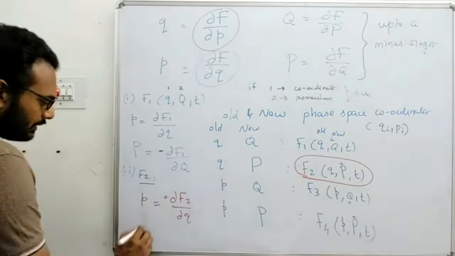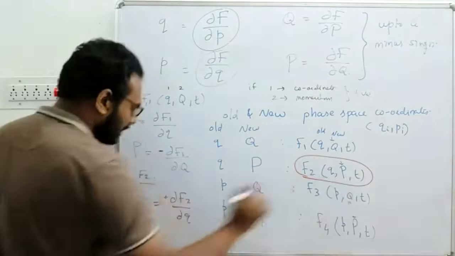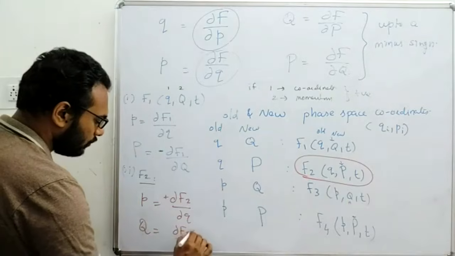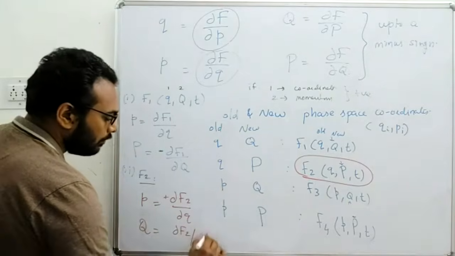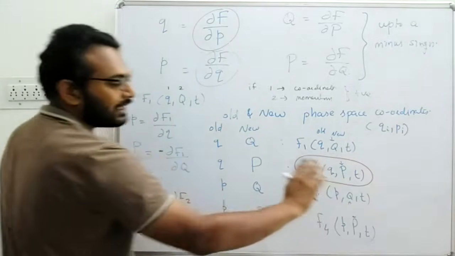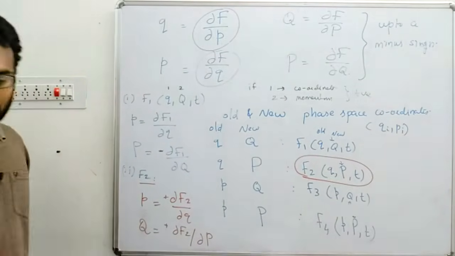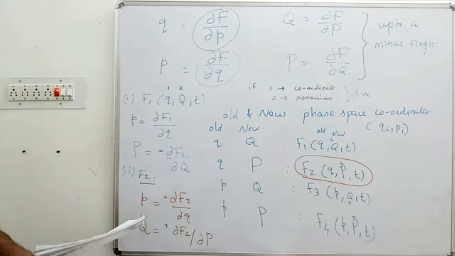All right. Similarly, you find here capital P is there. Capital Q is equal to dou F2 by dou P. Okay. P is in the second position, so these positions are correct. Right. So here again it's plus.